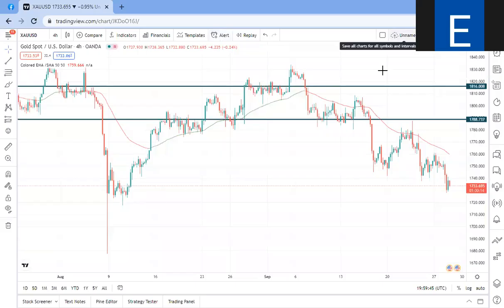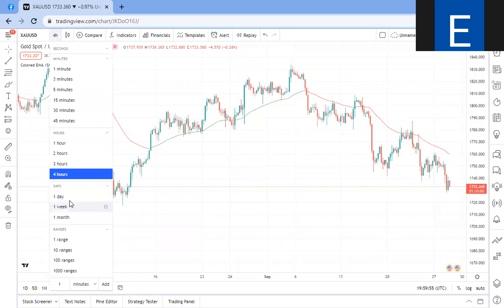Okay, so I'm going to delete everything. I normally start my analysis from the weekly time frame down to the 1 hour for execution. Most times I do my execution on the 4 hour.